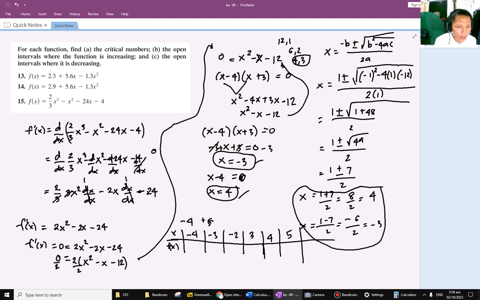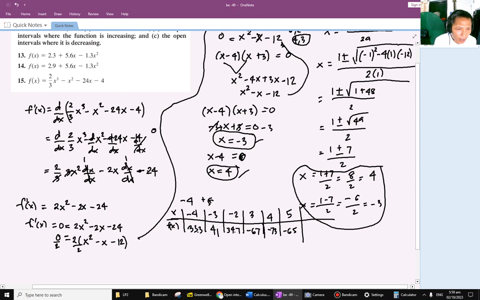So negative 4, that is 33.3. Negative 3, that is 41. Negative 2 is 34.6, 34.7. And then we go to positive 3. Positive 3 is negative 67. Positive 4 is negative 73. And positive 5 is negative 65. So where are your critical numbers? Negative 3 and positive 4.